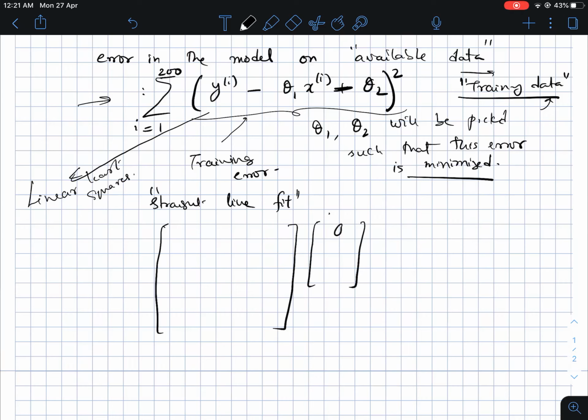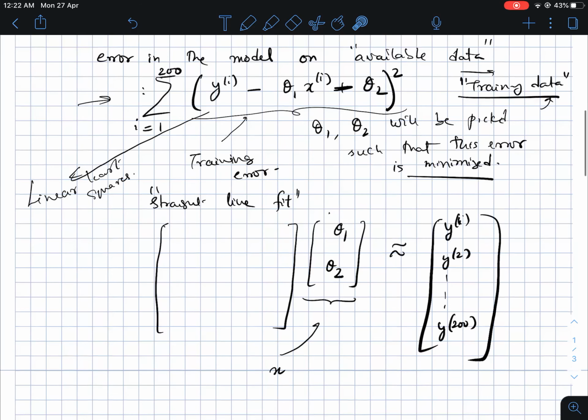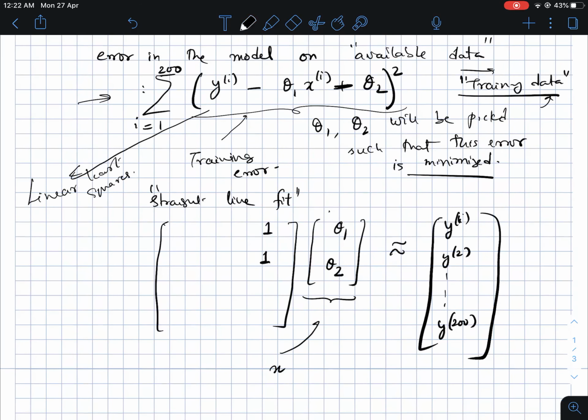So remember the variables are theta 1 and theta 2. This will be your variables. This takes the role of the x we have been calling in all the earlier discussions. And this is going to be y1, y2 to y200. These are the constant terms. Over here, because you only have two variables, you only have two columns. Remember, theta 2 just appears with a -1 term over here, correct? So that's just going to be all ones.